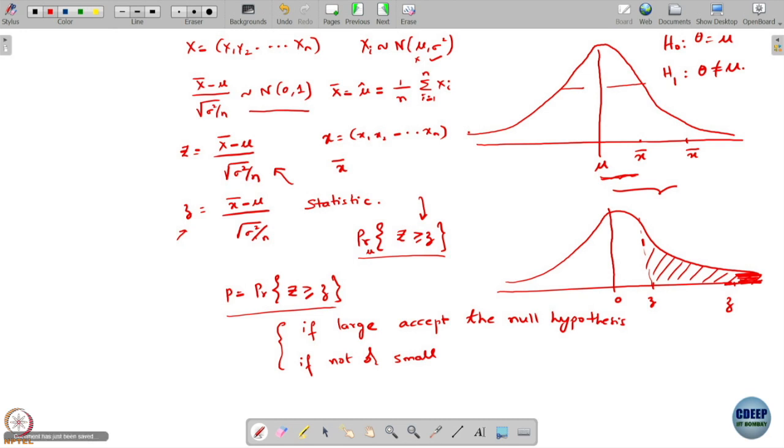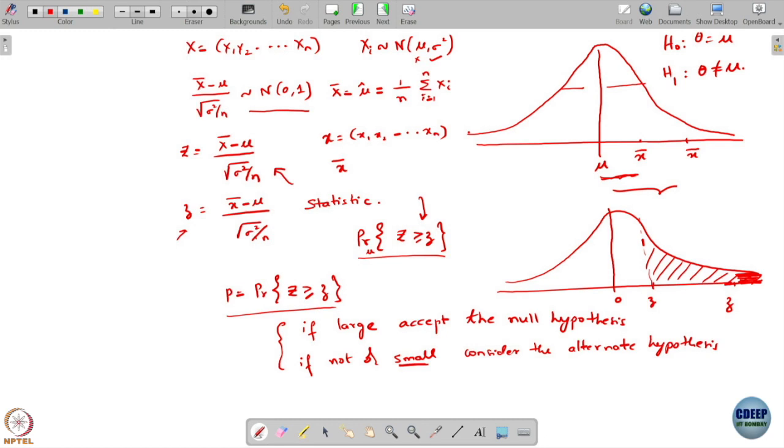And if not, or small, then maybe it's possible that your samples are not coming from this parameter mu. That is because in this case the z is large, and that is why this probability is going to be small. So if small, then you may want to consider the alternate hypothesis. Maybe in this case, possibly your null hypothesis is not true, and this is kind of providing evidence that maybe your claim that it is to be a null hypothesis is incorrect.